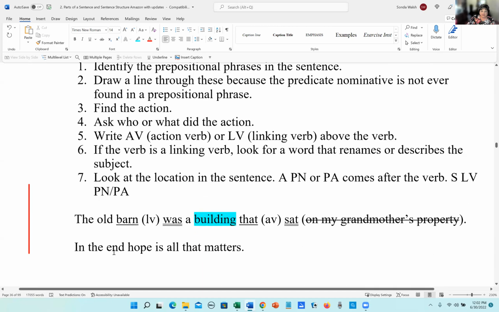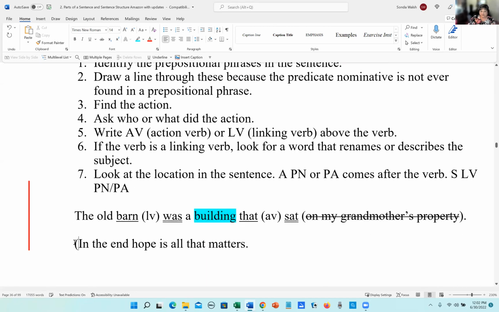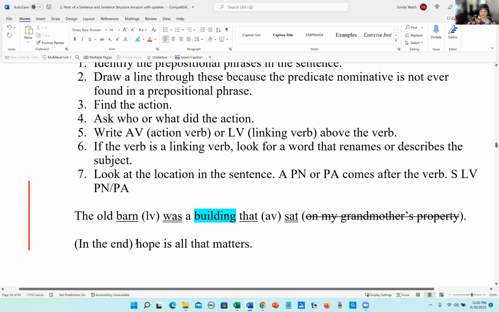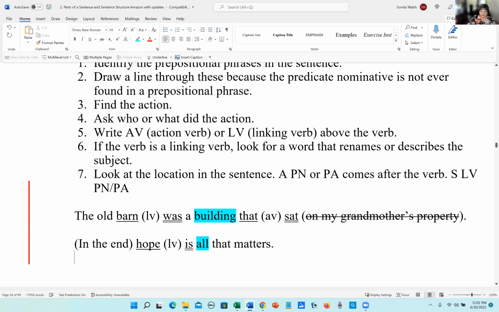Okay, let's go through this. First thing we want to do is find our prepositional phrases, in the end. The next thing we do is we find our subject, hope. Then we want to find our verb, is. Then we identify what type of verb we have. Is is a linking verb. So if we have a linking verb, we have to see what renames hope. In this sentence, all renames hope. Let's look at a predicate adjective.